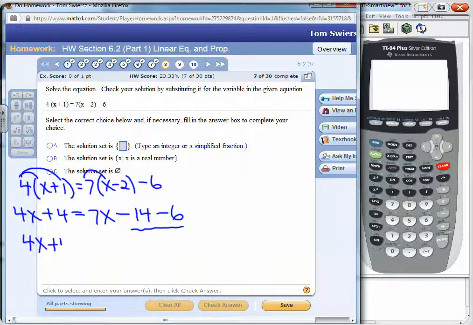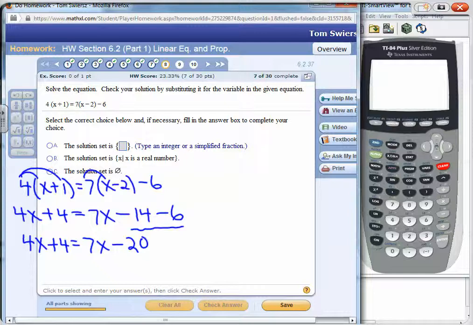4x plus 4, copy it down, we have 7x. Minus 14 minus 6 is a negative 14 plus a negative 6. Again, you can do it on your calculator. If you do it on your calculator, negative 14 minus 6 is a negative 20.